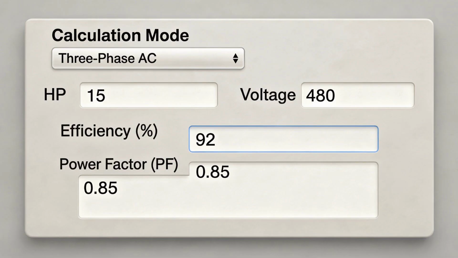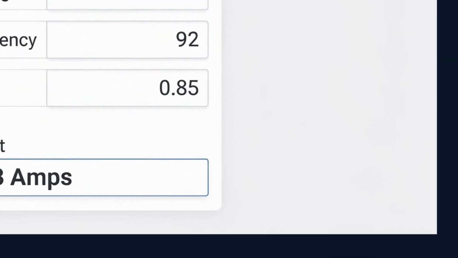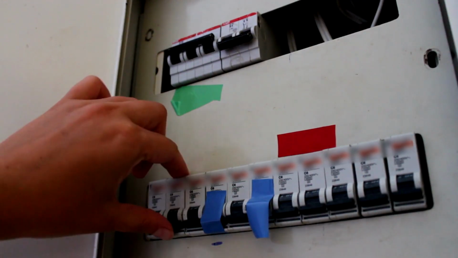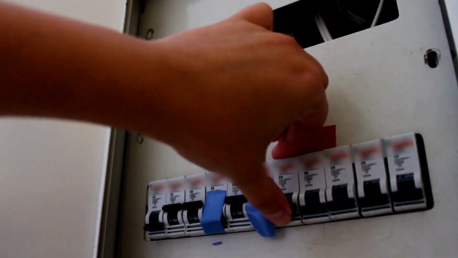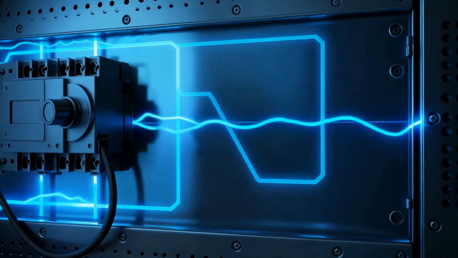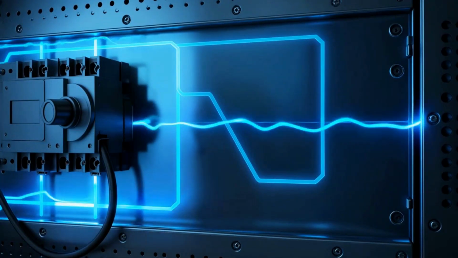Click Calculate. The current draw result shows approximately 19.8 amps. This is your expected steady-state current at full load. This current value is critical for selecting proper wire gauge, circuit breakers, and motor starters. It ensures your electrical infrastructure can safely handle the motor's demands.